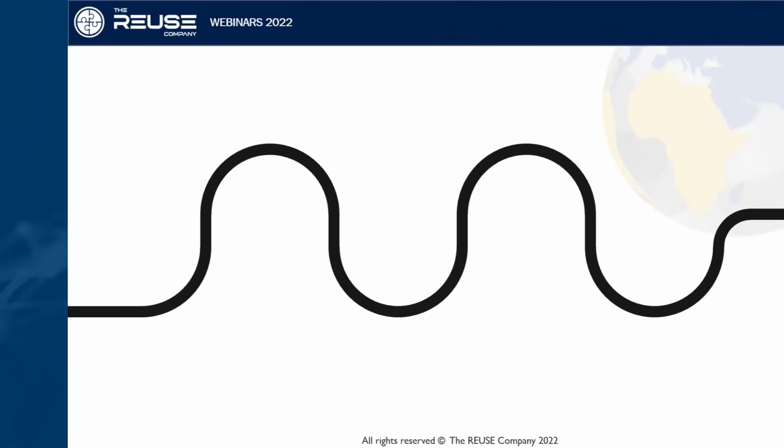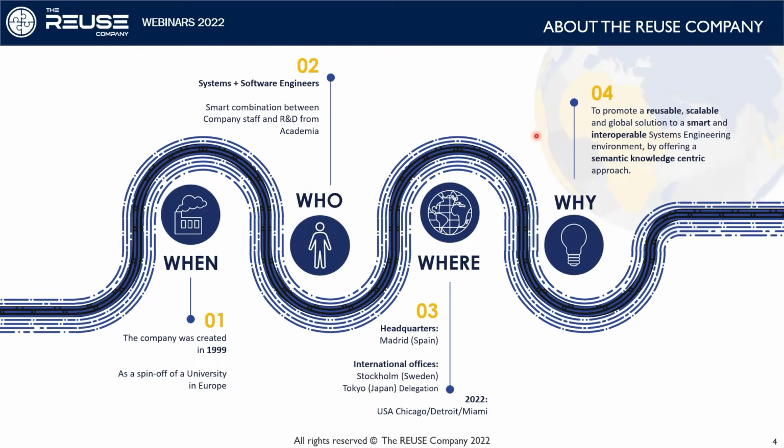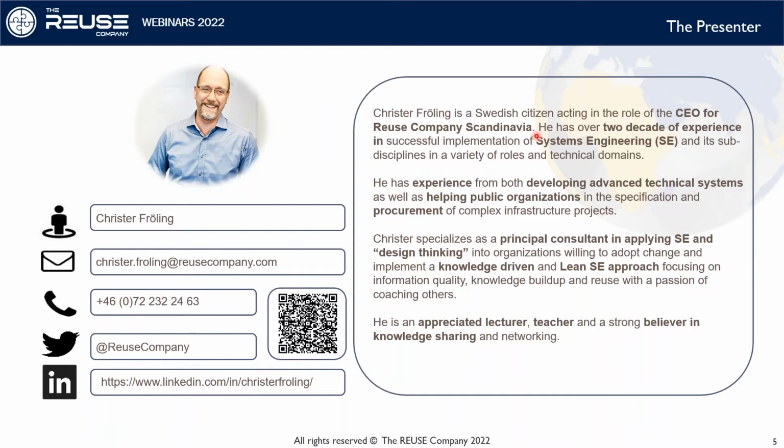So first, briefly, Reuse Company: we are a combination of a systems and software engineering firm, and we have a foot in both academia and industry. Our goal is to develop and produce software that helps you in doing smart systems engineering, using a semantic approach. And myself, I've been working with the Reuse Company for approximately 5 years now, and I've been doing systems and software engineering for a couple of decades.